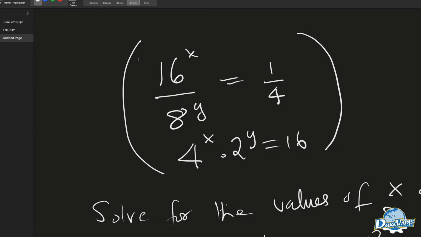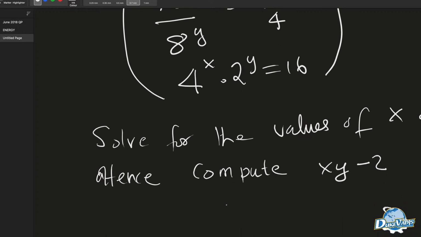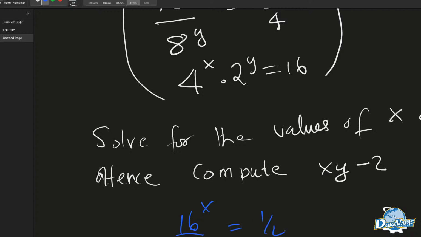When you see a question like that, you always have to think about the factors. You can see that you have 16 and 8 and 1/4. So let's try and break it down. Let's use different colors so that it will be nicer. So 16 raised to the power x over 8 raised to the power y is equal to 1/4.